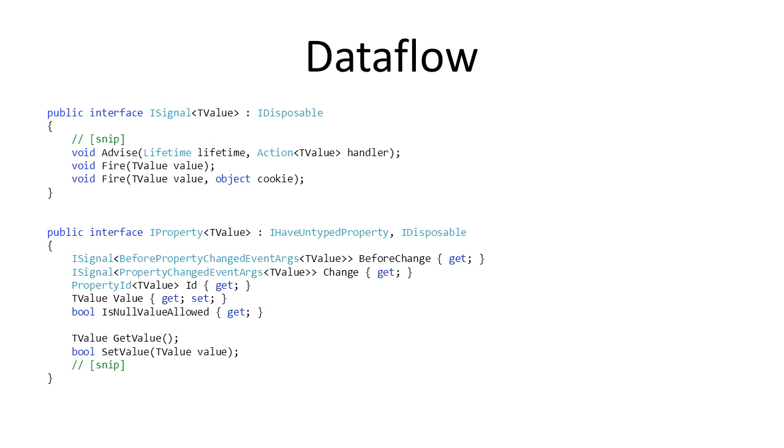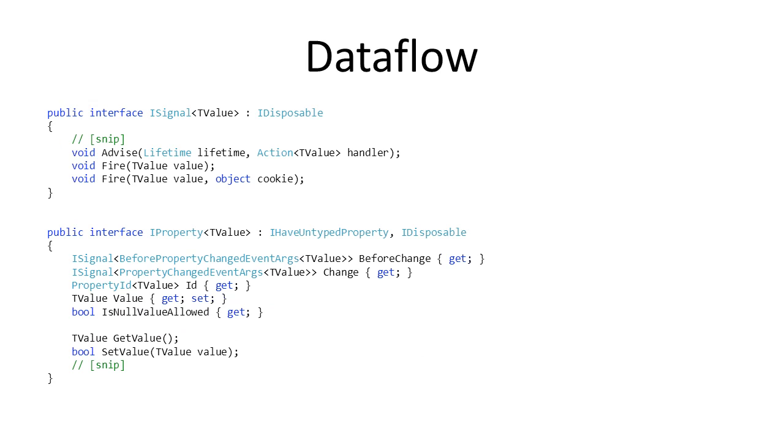Okay, so a quick look here. We've got the ISignal interface here. It's got a couple of other methods, but the key ones here are advise and fire. Fire is the way to raise an event. You just pass in the event arguments, which can be any T value, any object you want it to be. It's a generic interface. And advise takes in a lifetime and an action of T value as the handler.